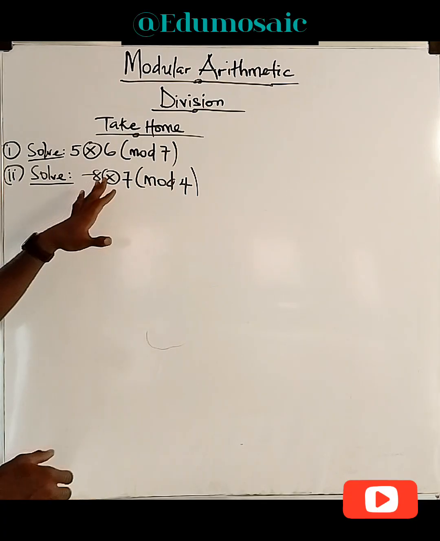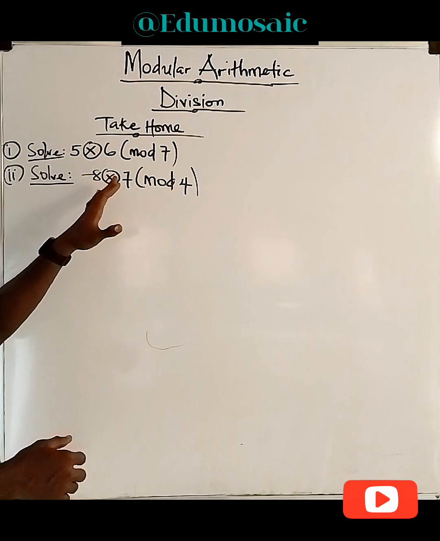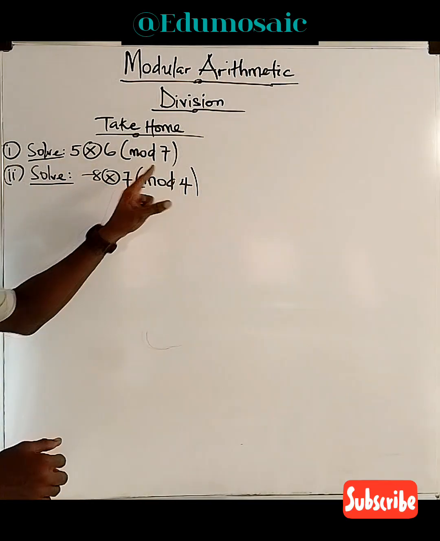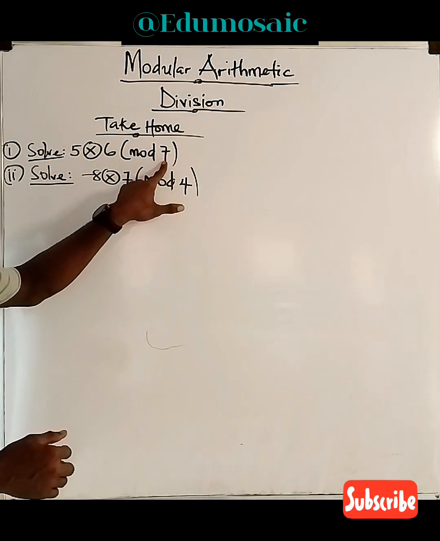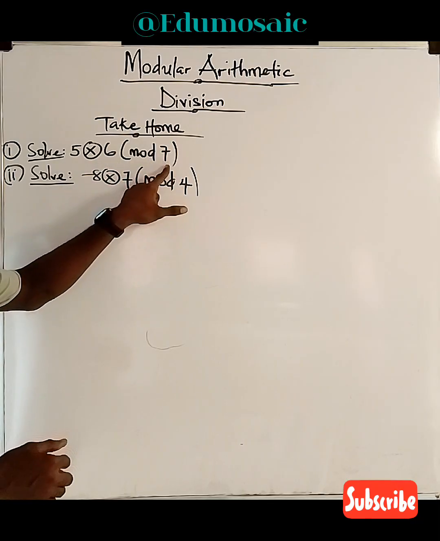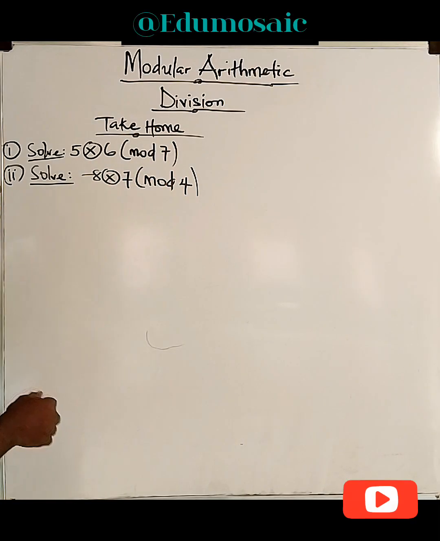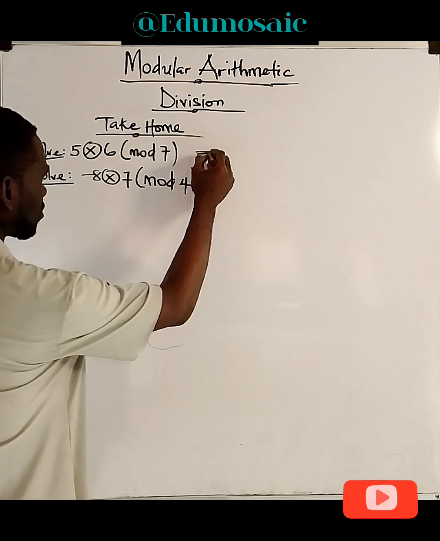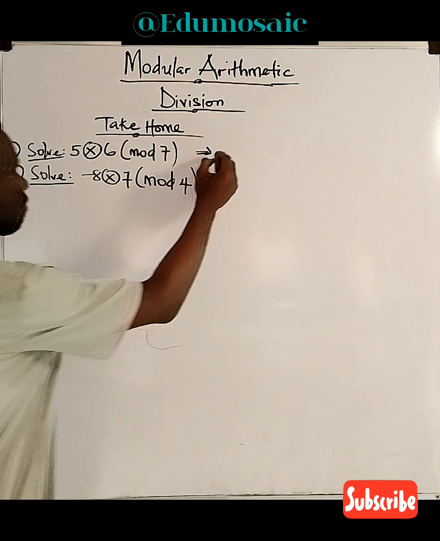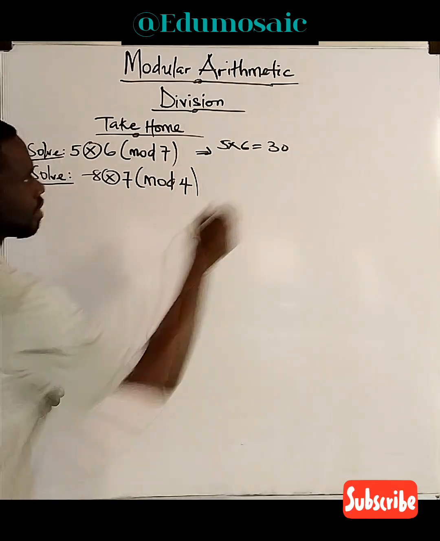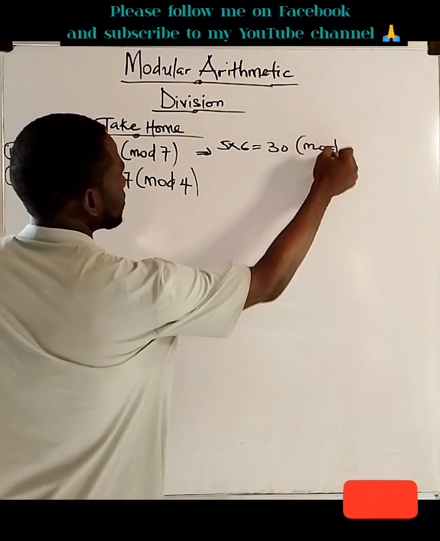Now, for the very first question, we can easily solve this by using a direct approach, or we could create a multiplication operation table, because the 5 and 6 fall well between the set of numbers that make up the modulo 7. So we're going to be solving this using the direct approach. 5 times 6 will give us 30. So 30 in modulo 7.